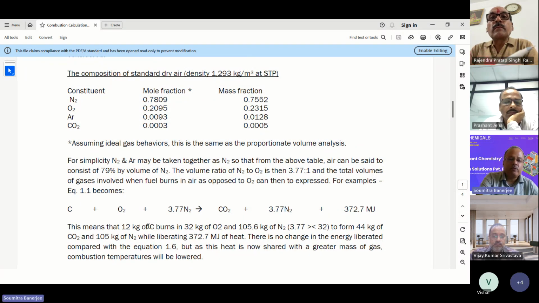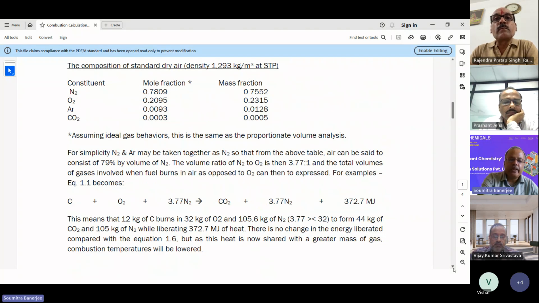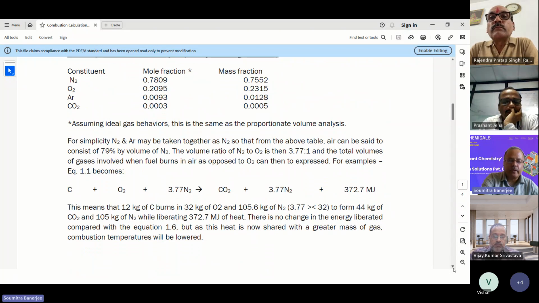So this means 12 kg of carbon burns with 32 kg of oxygen and 105.6 kg of N2 to form 44 kg of carbon dioxide. Now, where has this N2 come from? It has come from the constituents of air. And it forms 44 kg of carbon dioxide and 105 kg of nitrogen, while it liberates 372.7 megajoules of heat.